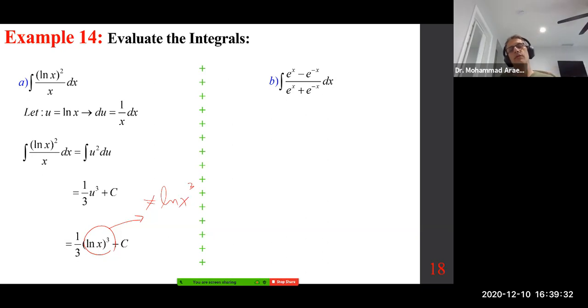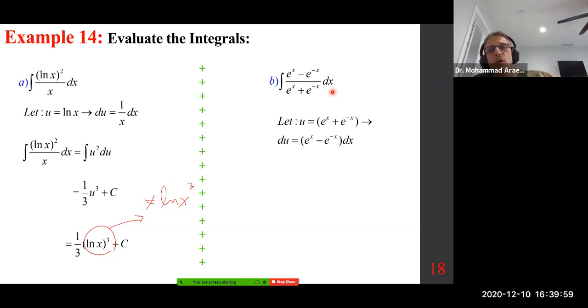Okay, two different things. When you're looking at part B, a fractional expression, the question is, can I simplify it? And if I cannot, then I move on with some sort of a substitution. So if you let the denominator be u, I hope you realize the derivative of the bottom is the top. So the top times dx becomes du.